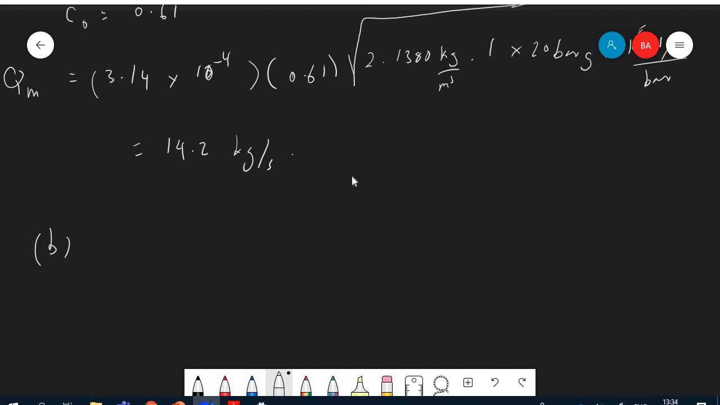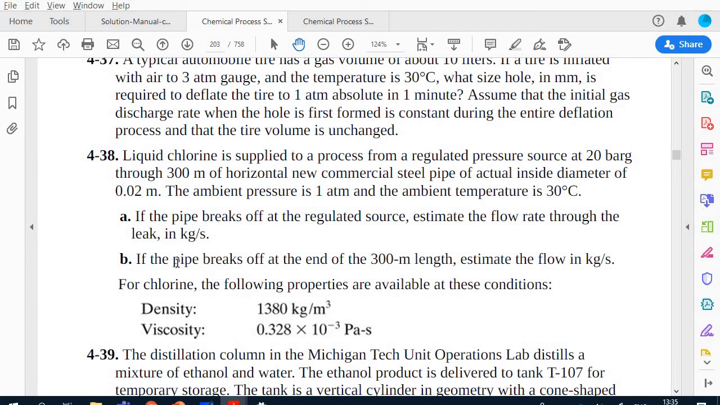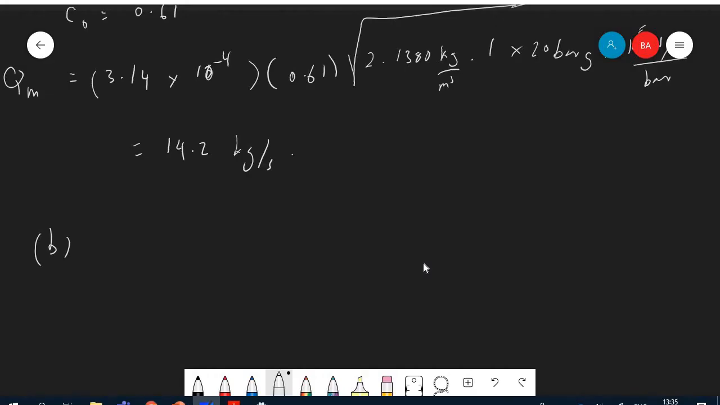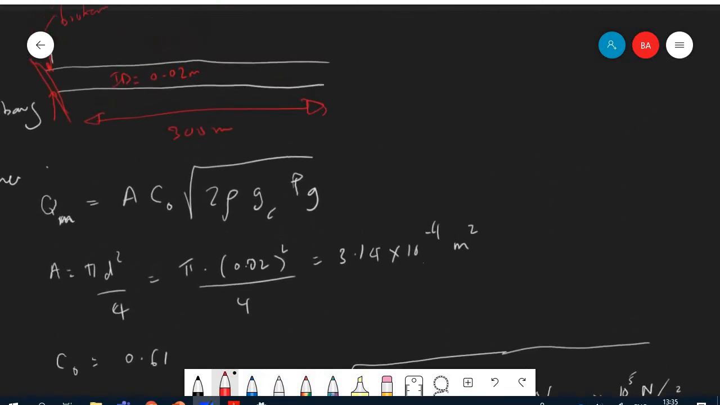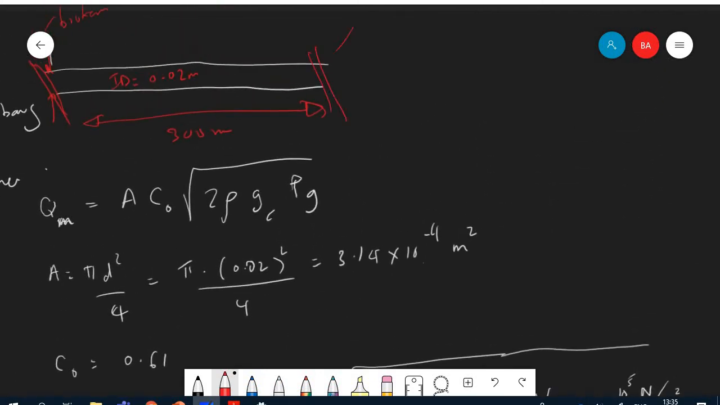So you just imagine how big that is. Now, to consider the second part, where it says that the pipe breaks off at the end of the 300 meters length. So I'm talking about it breaking up by the end of that, here. So it breaks up here. Well, it breaks up here, we need to consider what?